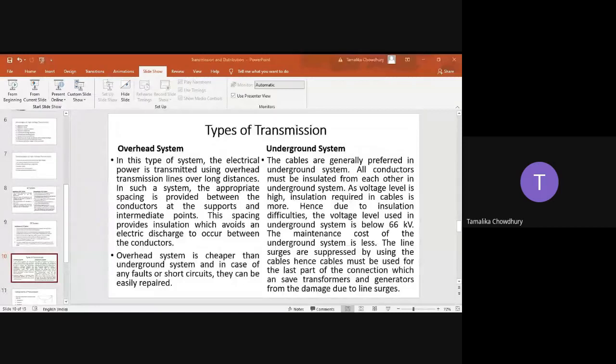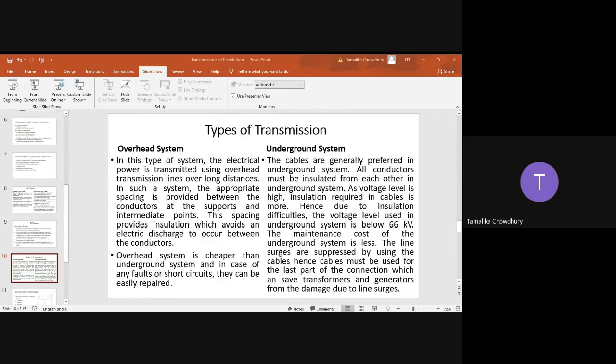These two differences, I hope, are clear from the name itself. The overhead system means it is overhead, above the ground, and it is conducted, meaning the transmission takes place through the different towers and supports. The conductor is carried between the supports.